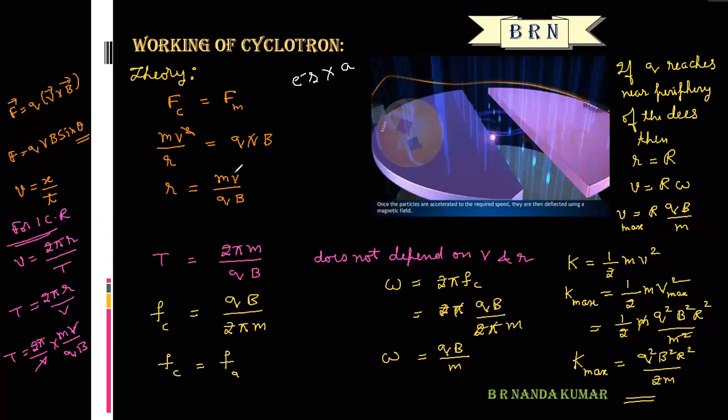If it is accelerated, the electron hits the periphery of the D. It will not move in a semicircular path because it is a very light particle. So that is why electrons cannot be accelerated in a cyclotron. And even neutral particles cannot be accelerated in a cyclotron, for example neutrons. Neutrons are electrically neutral, right? So electrically neutral particles cannot be accelerated in a cyclotron. These are the two limitations of the cyclotron.